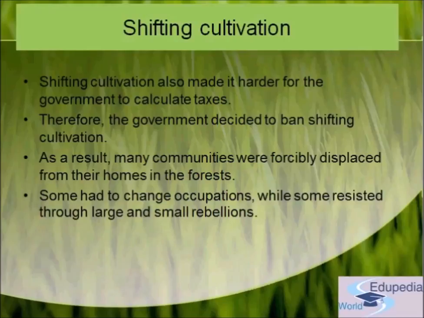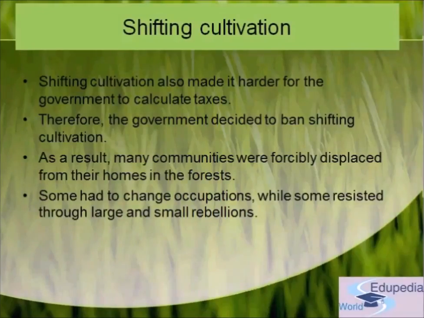So they had already prohibited the entry of the local people into the forests, and they were not allowed to take things from the forest for their day-to-day use, and now they have banned shifting cultivation too. So this is how they brought the whole forest under their control, and they were just using it for the purpose of generating more and more timber. As a result, many communities were forcibly displaced from their homes in the forests. Some had to change occupations, while some resisted through small and large rebellions.